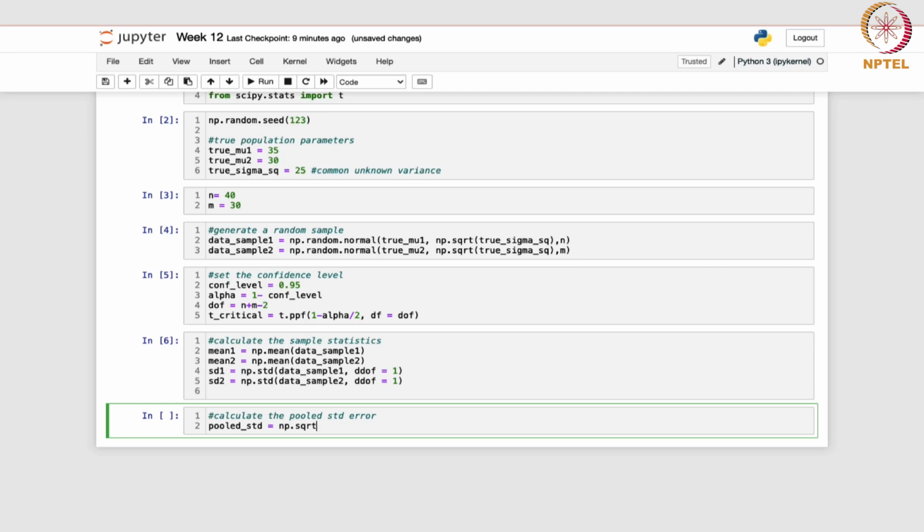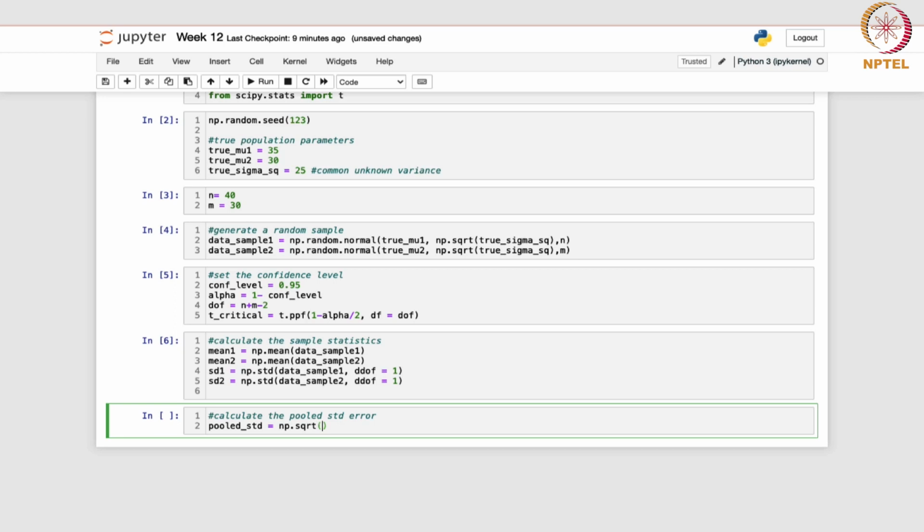If you can recall, in the numerator we have n minus 1 times the sample variance of the first one plus m minus 1 times the sample variance of the second one, and in the denominator we have n plus m minus 2. If I take the square root of that, that will be your s suffix p, the pooled standard deviation or pooled standard error.